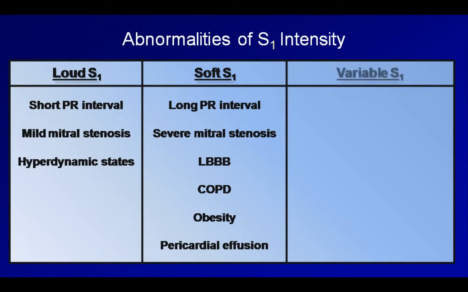Finally is a variable S1. This can be caused by AV dissociation, where a variable relationship between LV and LA pressures leads to variable speeds of mitral valve closure. Here is a recording from a patient in complete heart block and its associated AV dissociation.